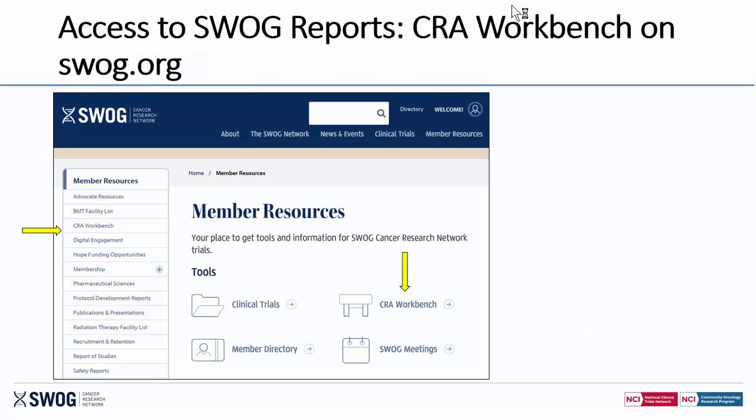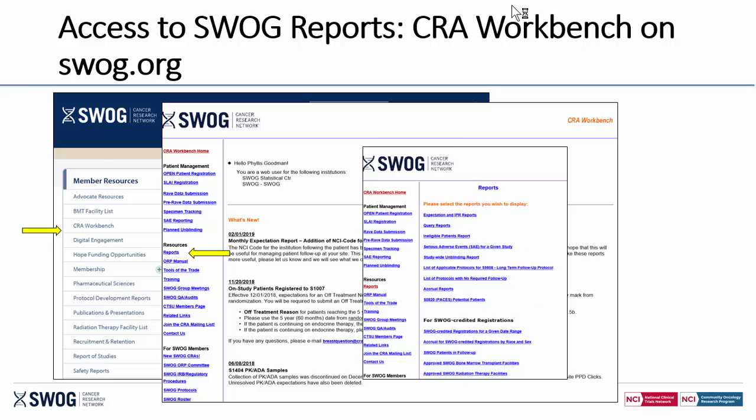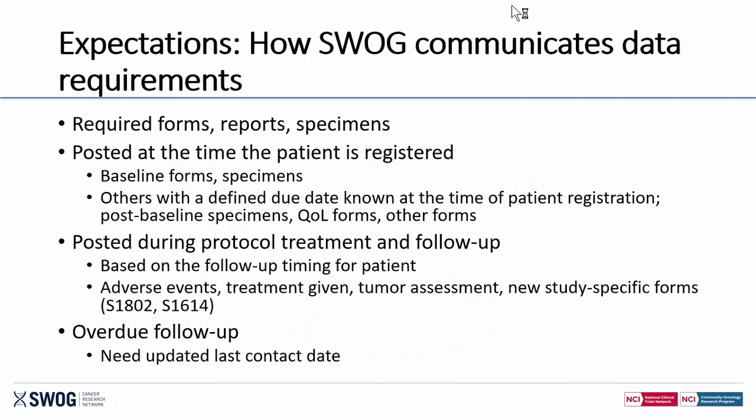Once again, CRA Workbench, how you get there. I'm going to just fly through this because those are things you know. And the most important thing I really want to say about expectations is it's really our tool for communicating with you about what's needed. It's a communication tool, it's a learning tool, it's a way for you to plan your workflow about what is needed in the future.